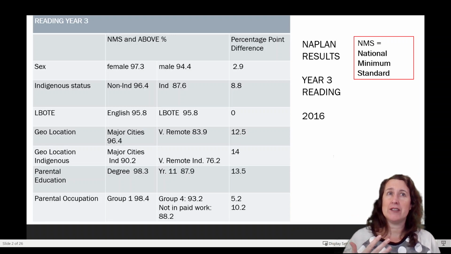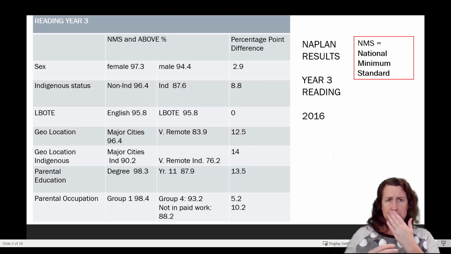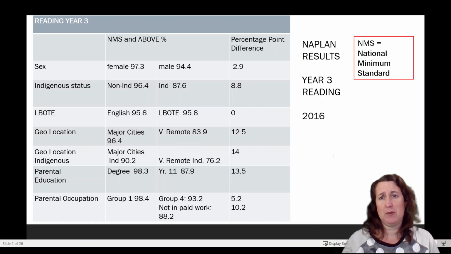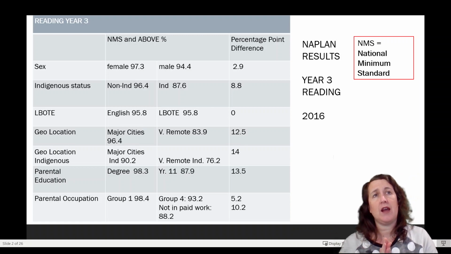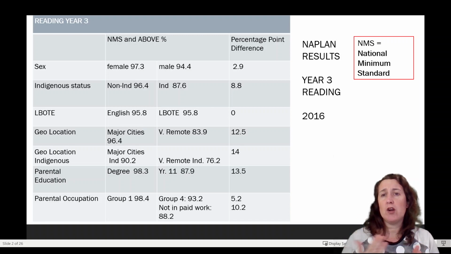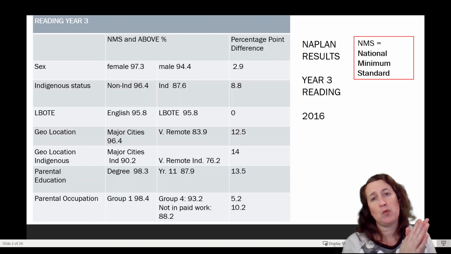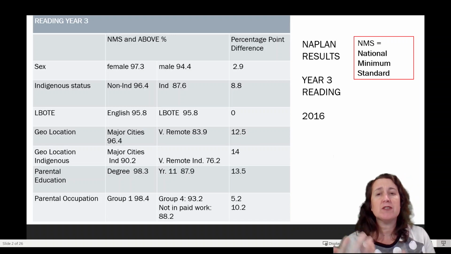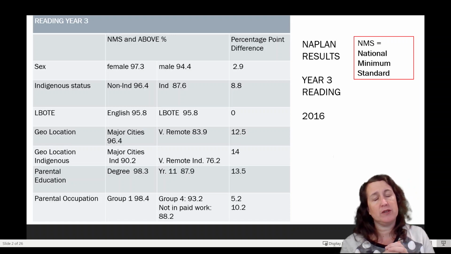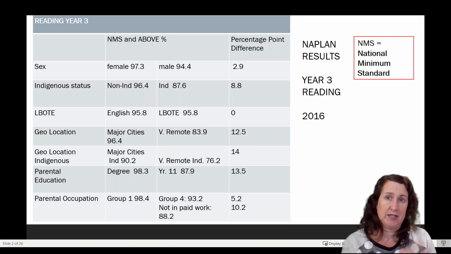But that slight gender difference kind of pales into insignificance when we look at some of the other social factors and the difference between the different social groups students are a part of. So we can look at students by Indigenous status, whether they're Aboriginal and Torres Strait Islander or not, and non-Indigenous students in Year 3. 96.4% of such students are at or above the minimum standard versus 87.6%. So we can see here that whatever's going on in the education system, there's an 8.8 percentage point difference in the amount of students that are making the national minimum standards when we compare across students being Indigenous or not.